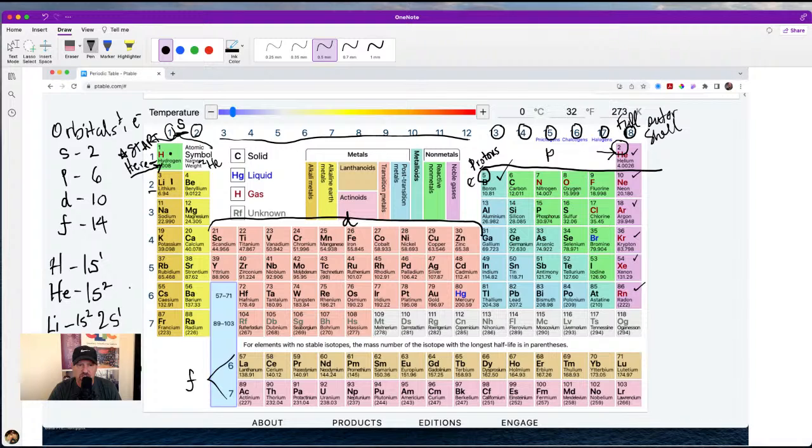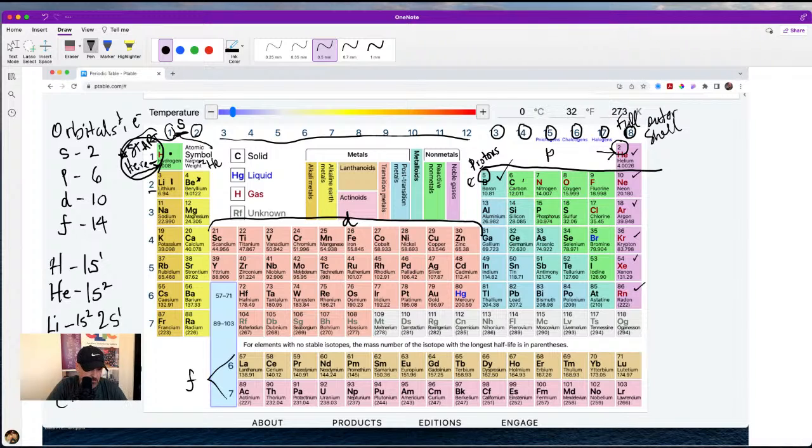Now what you're doing is starting at the top, and you're taking steps across. So 1s2 gets me across to here. 2s2 gets me across to here. Then 2p1 here. So if I want to go to carbon, always start here. Always. 1s2 gets me across here. 2s2 gets me across here. 2p2.